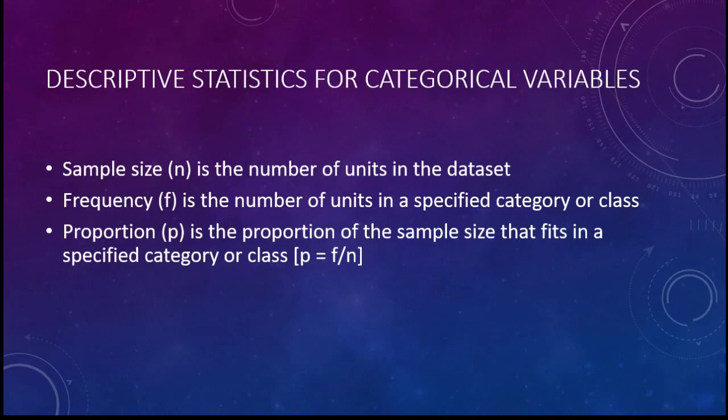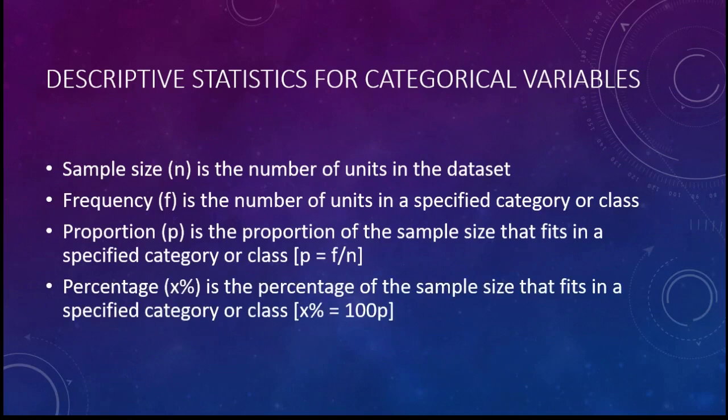Proportion, often denoted with the letter P, is the relative amount of the sample size that fits in a specified category or class. We can calculate proportion by dividing the frequency by the sample size. For example, if we have 15 blocks and 3 of them are red, the proportion of blocks that are red is 3 divided by 15, or 0.2.